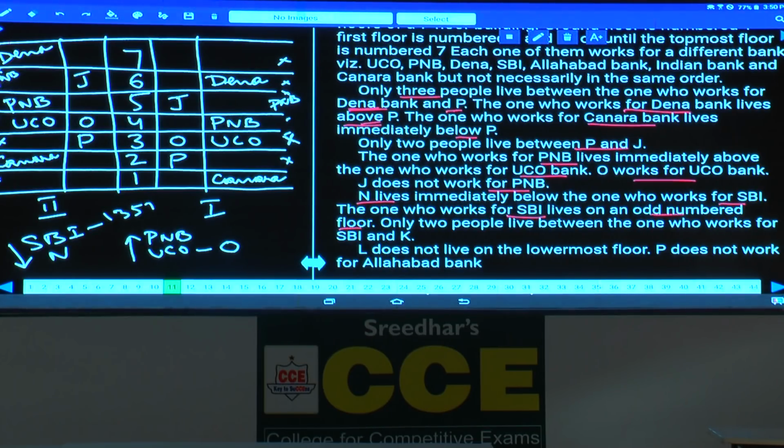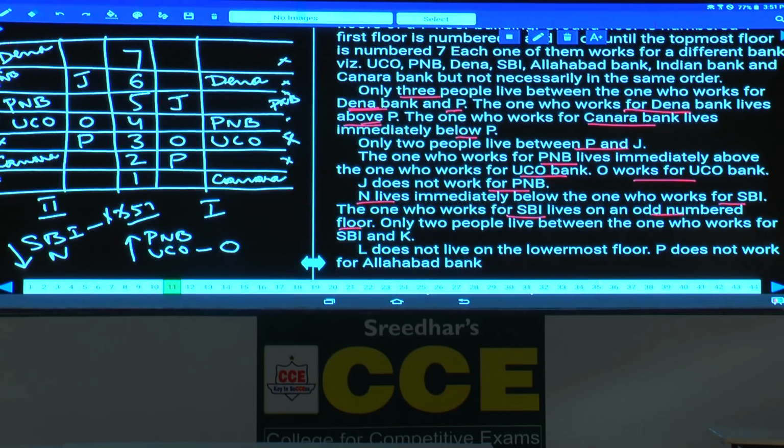Out of which, in case 1, this SBI cannot be on the 1st floor because Canara Bank is already on the 1st floor. And 3, 5 or 7. And 3 cannot be because UCO Bank is already there on the 3rd floor. Hence, for this one SBI, either it could be 5th floor or on the 7th floor.